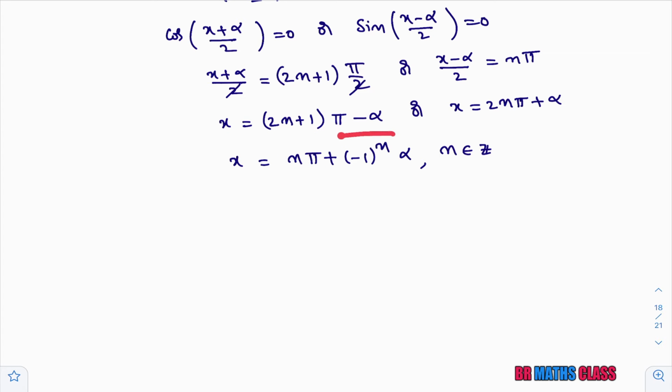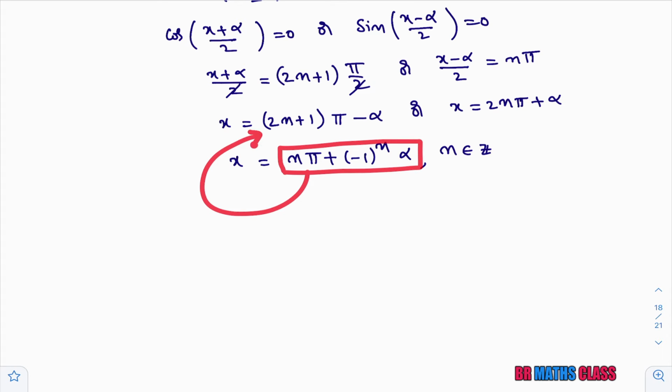When n is odd, (-1) to the power of an odd number is what? (-1)^3 is what? That is -1. So plus of minus is minus. When n is odd, then what are you getting? Odd number into pi minus alpha. Look here, when n is odd, it is an odd number into pi minus alpha. If I write the solution like this, whenever n is odd, I am getting this.